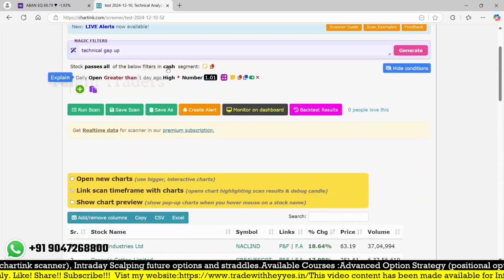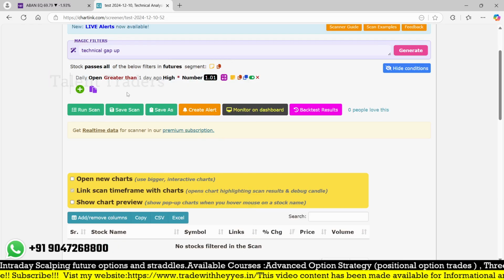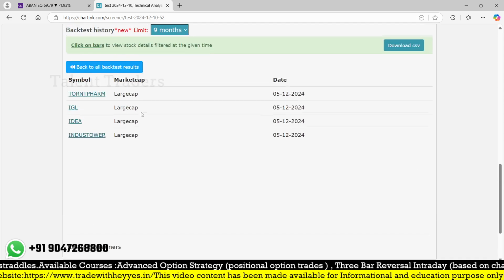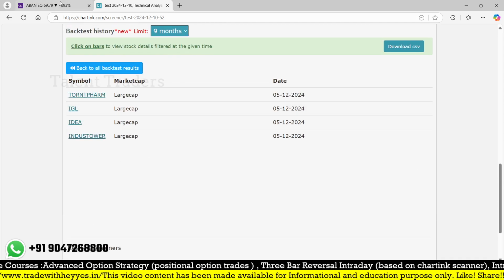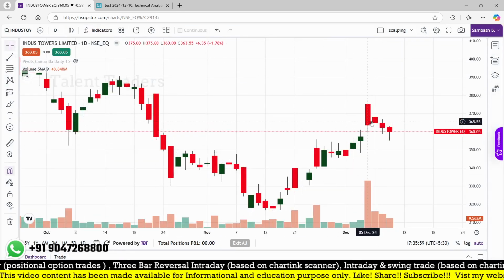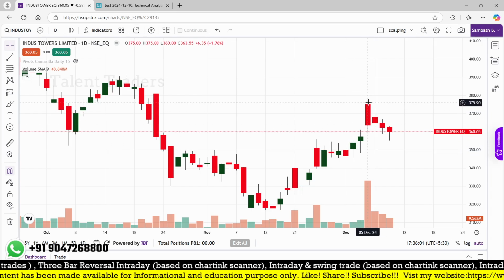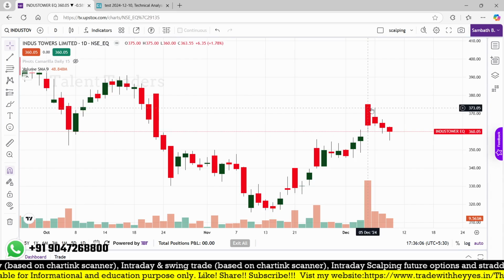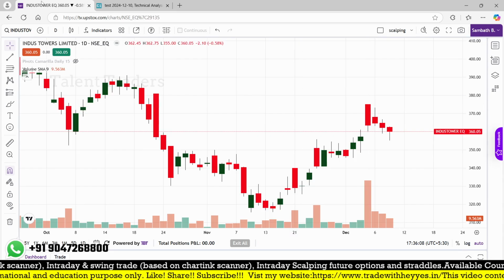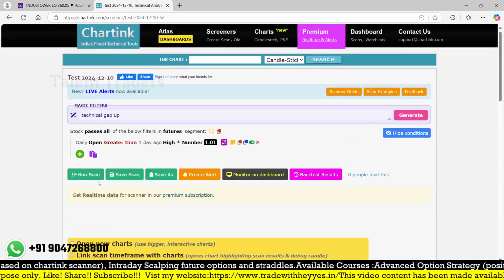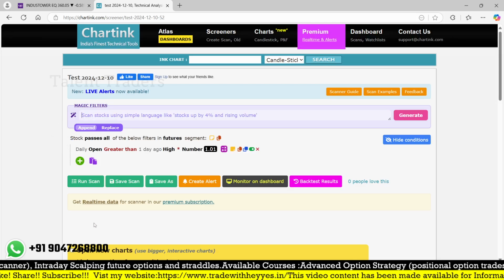If you have any future stocks, it is also going to give you some conditions. So for example, Indus Tower, 5th December, this is the day. Technical gap up, and after that it started moving down, because after the open it formed an open high. So maybe it started falling down. That would be the right one. So we have strategies on how to trade technical gap up and gap down stocks. Okay, something like that.